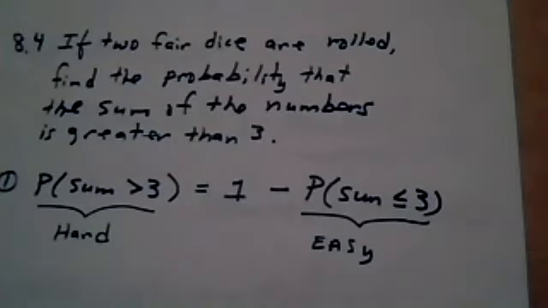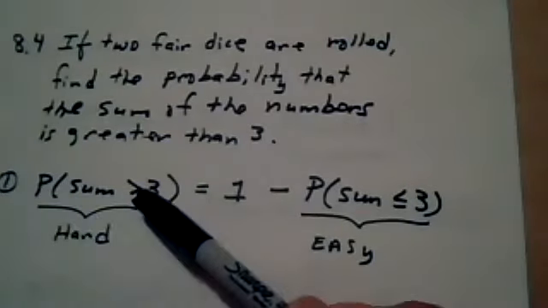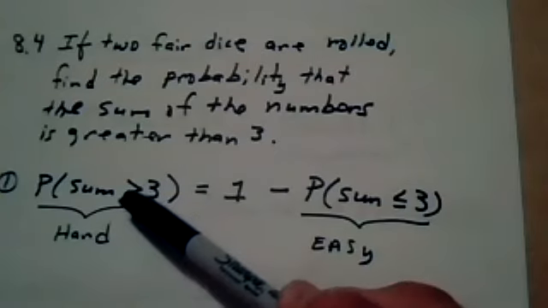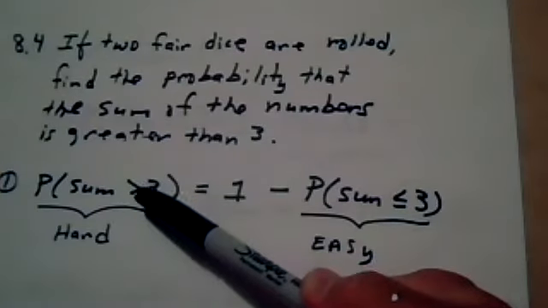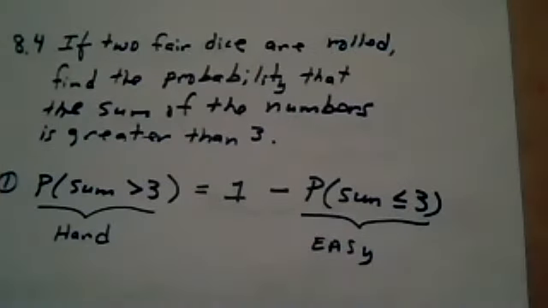If two fair dice are rolled, fair means that they didn't mess around with them, find the probability that the sum of the numbers is greater than 3. This involves many probabilities because in the 36 pairs, there are many pairs that sum up greater than 3. It would be easier to find the ones that add up to less than or equal to 3.